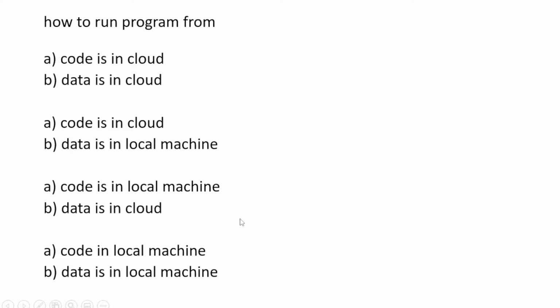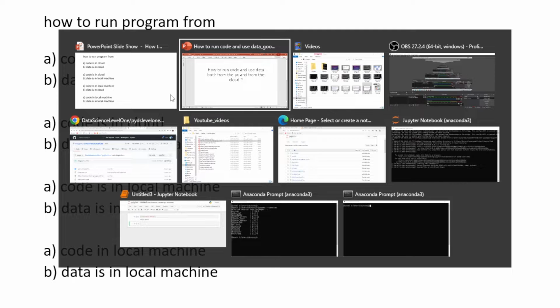There are four cases here. Code is in the cloud, data is in the cloud. Code is in the cloud, but data is in your local machine. Code is in the local machine, data is in the cloud, and then both code and data are in the local machine. Let's take the first case. Code is in the cloud, data is in the cloud.